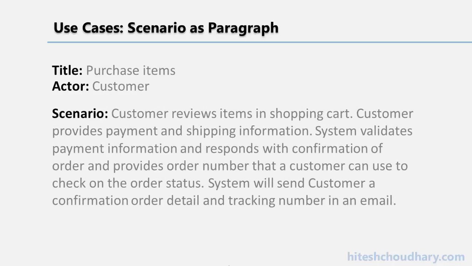Then we have the scenario that details how to accomplish this one goal. This could be written as a single phrase, something like this. We talk about the customer reviewing items in the shopping cart, customer provides payment and shipping information. System validates the payment information and responds with confirmation of the order, and provides an order number that a customer can use to check on the order status, and so on. We are writing this so it's short and succinct and can be understood by a typical user of the application.